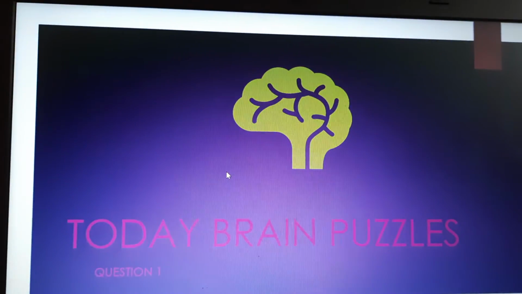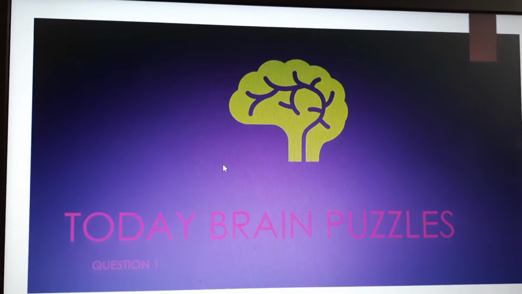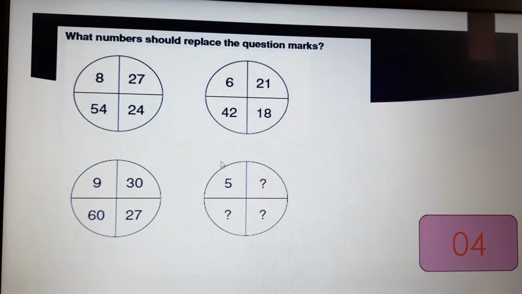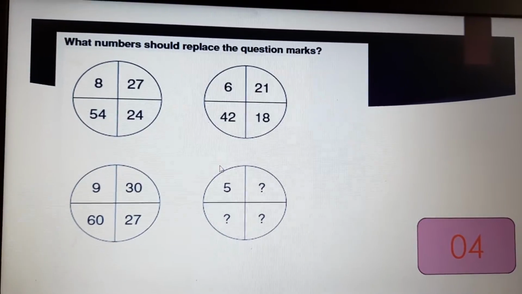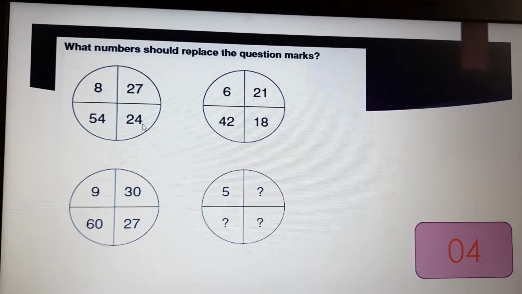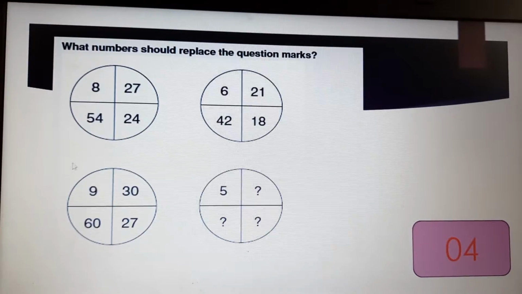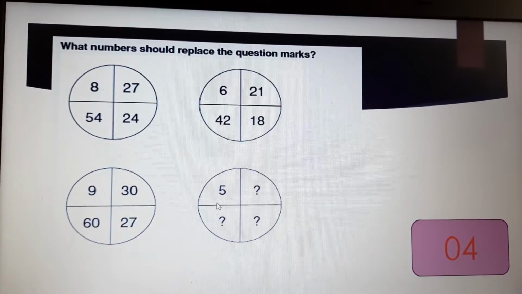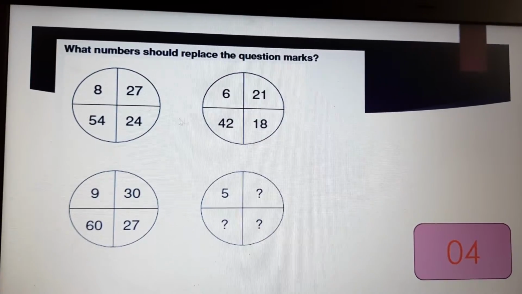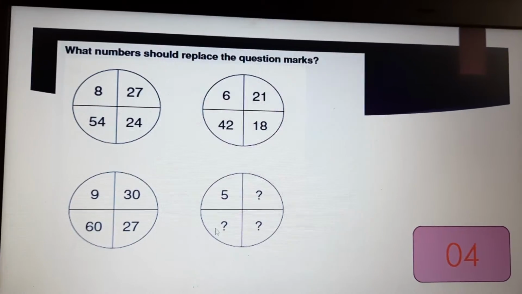Today I have brain puzzles for you. Let's see our question 1. What number should replace the question marks? So we have circle 1, circle 2, circle 3 filled with all numbers. Circle 4 we need to find. Can you find the logic behind these three circles and fill it in the fourth circle?